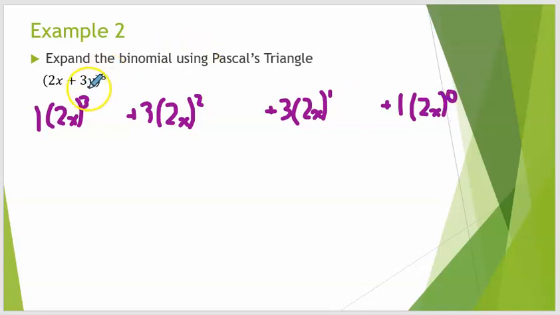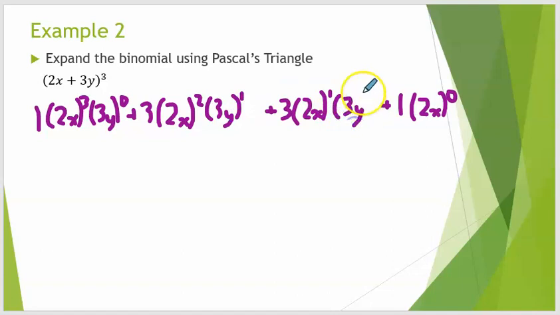Same thing for my b value. It has both a number and a variable. So I'm going to start with 3y to the 0. This one counts up. And then 3y to the 1st. 3y to the 2nd. And 3y to the 3rd.